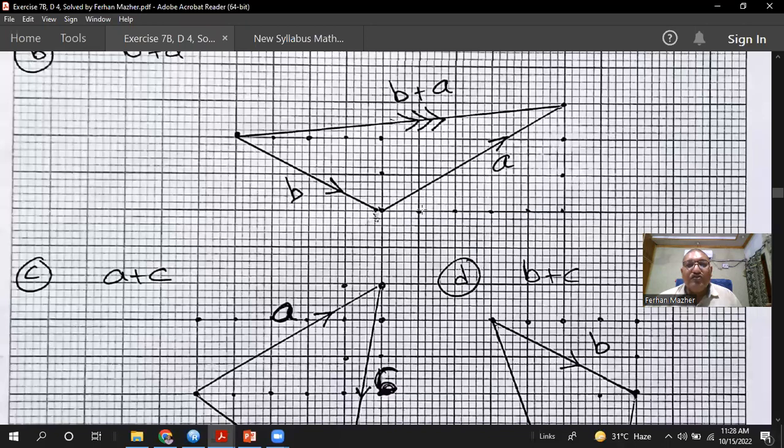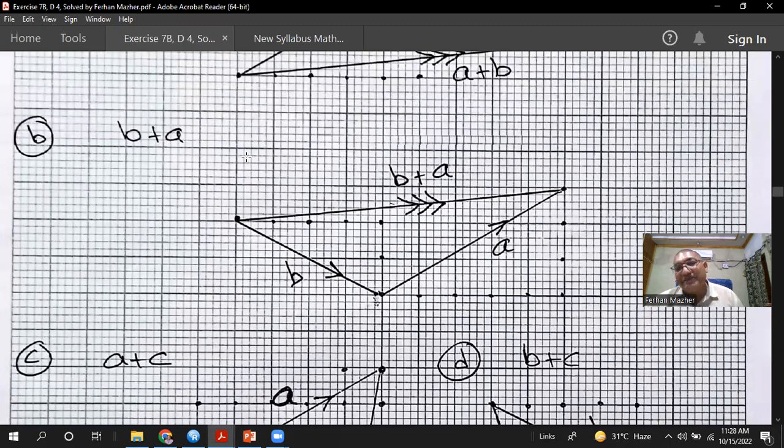At the head of the first vector, I will put the tail of the second one. So 1, 2, 3, 4, 5, 1, 2, 3. So this will be my vector A. I will join these 2 points. Then join the tail of the first vector with the head of the last vector. That will give you B plus A.